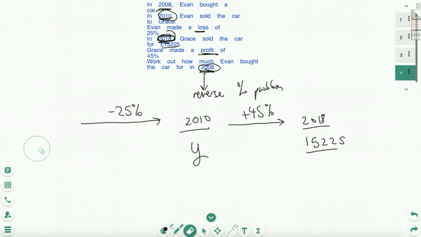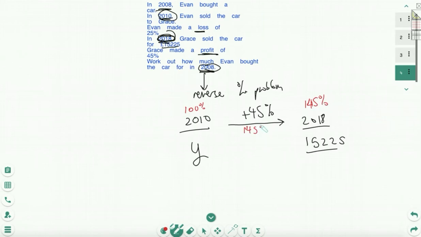So let's first find the price of the car in 2010. So we can ignore this, and let's just first look at 2010 and 2018. So same as before, this is our original price. Our 2010 price is our original price, so this is going to be 100%. We're adding 45% to give us 145%. Let's write that down here. We're going to turn that into a decimal by dividing by 100. And that gives us 1.45. So some number, y, multiplied by 1.45 is 15,225.